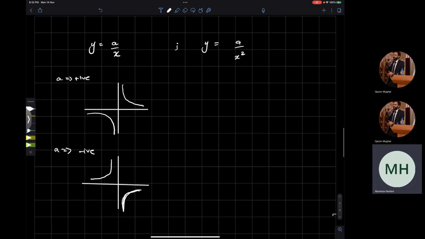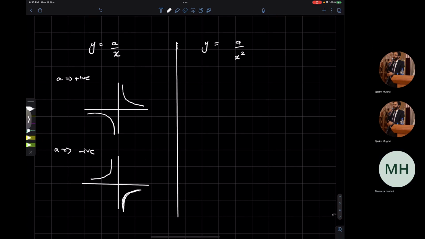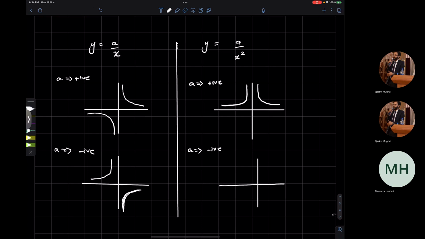Okay? Yes, sir. Whereas if it's a squared denominator, like x squared, then again you're going to have crescents, but this time neighboring crescents. So one goes here, and the other one goes in the second quadrant. And that's if a is positive. And if a is negative, then you're going to have neighboring crescents, but this time one in the third quadrant and then one in the fourth.